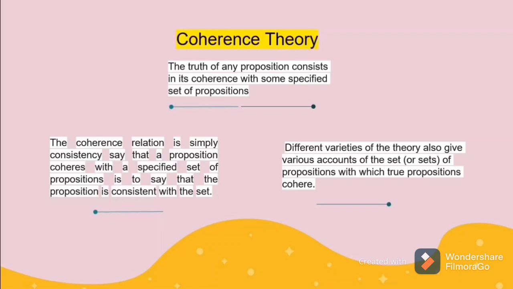To say that a proposition coheres with a specified set of propositions is to say that the proposition is consistent with the set. This means one proposition that connects with another proposition must have consistency, which is intercorrelation. Lastly, different varieties of the theory also give various accounts of the set of propositions with which a true proposition coheres.